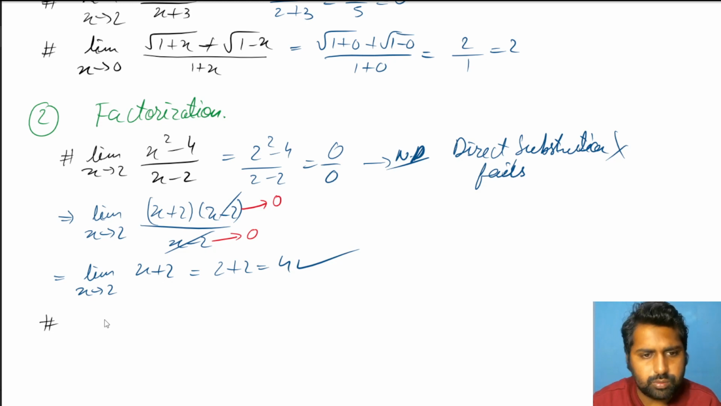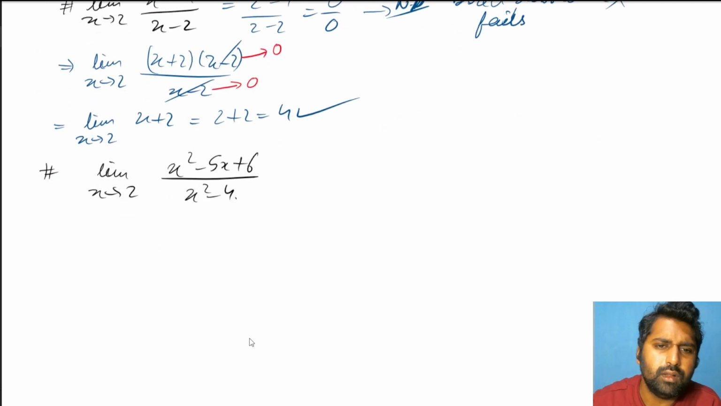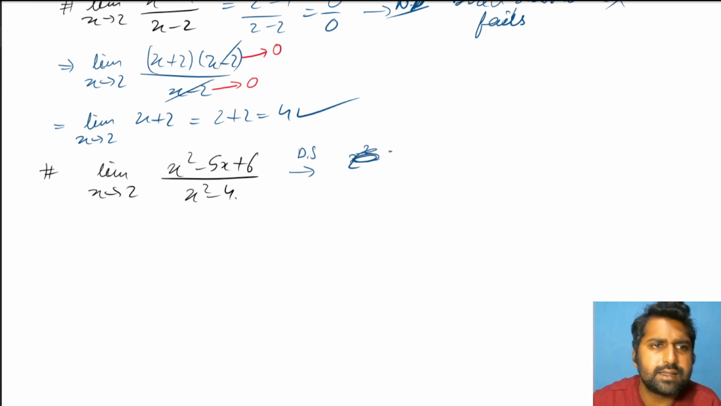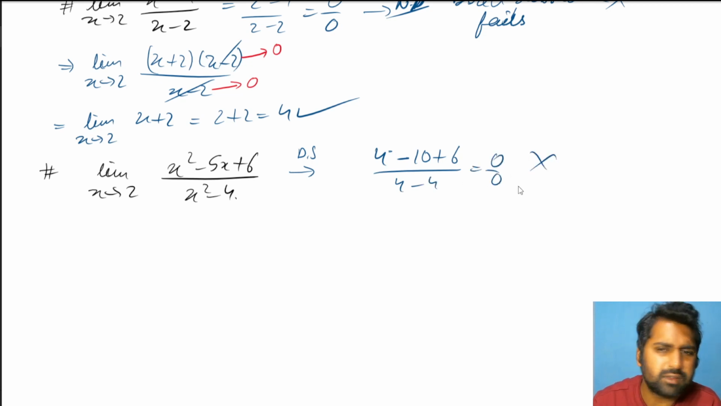Okay, let's look at one more question. Limit x tends to 2, x square minus 5x plus 6 upon x square minus 4. Again, same thing. Use direct substitution if you want. So, it is coming 2 square minus 5. Let's solve quickly. 2 square is 4 minus 10 plus 6, upon 4 minus 4. So, it is coming 0 by 0. Again, direct substitution doesn't work. So, we have to do something else.